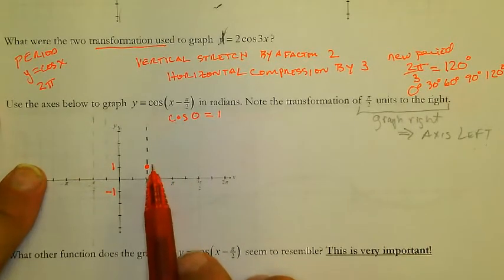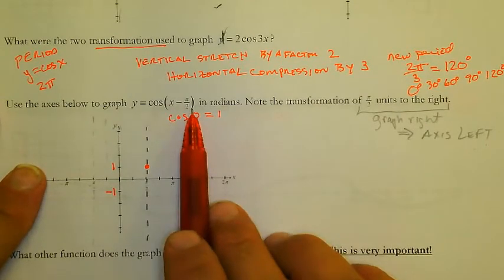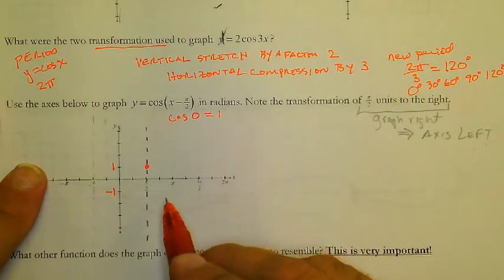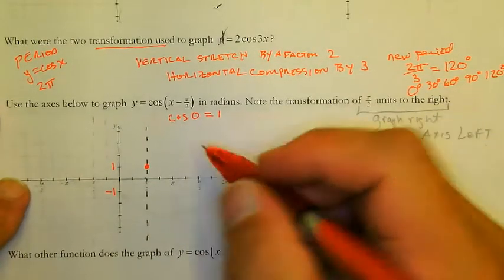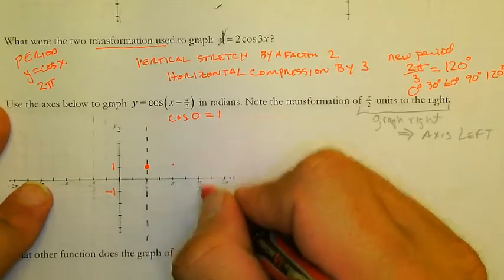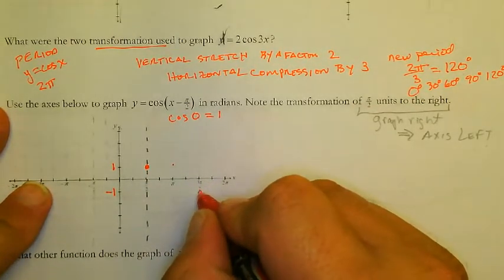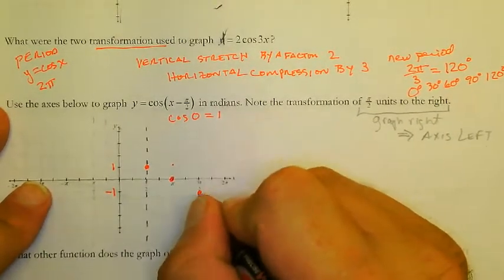Well, what's going to happen? I'm going to go half of my period, which in this case, my period is 2 pi. If I move half of my period, so that's pi over 2, another pi over 2, that's going to put me down at a minimum. Halfway between those, I'm going to be at 0, right?